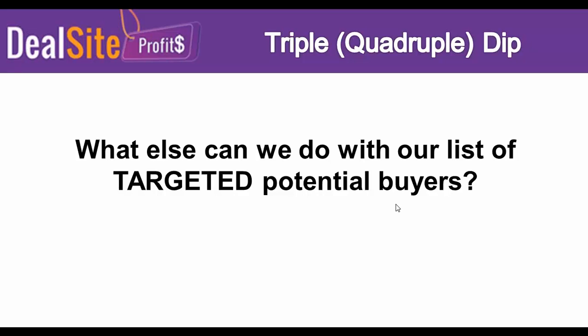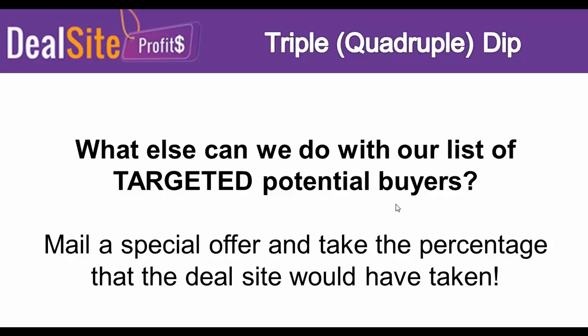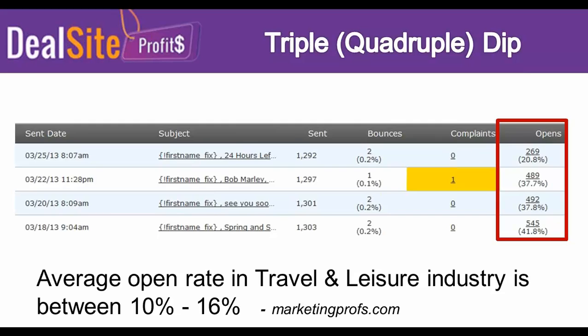Well, the answer is pretty easy, because now you can mail a special offer and take the percentage that the deal site would have taken. With that in mind, we're going to show you that's exactly what we did, and here are some of our results. Remember, we took the deal site out of the equation. So we've now got a list of targeted buyers. The deal is finished. Some people bought it, and there are a lot of people on the list that didn't buy it. So now we have the opportunity to send them an offer.